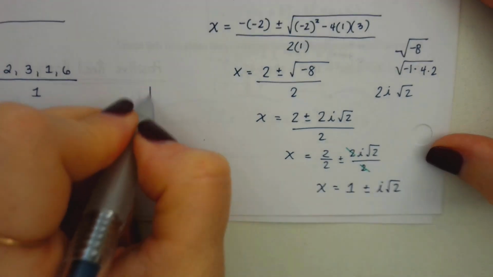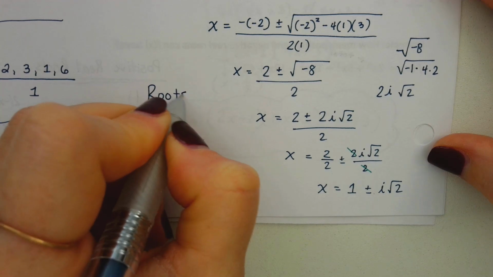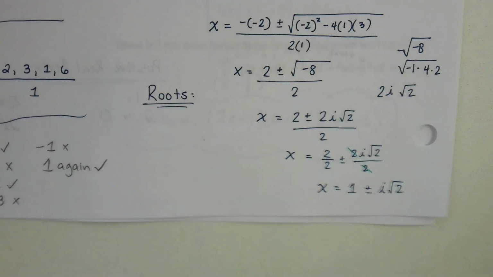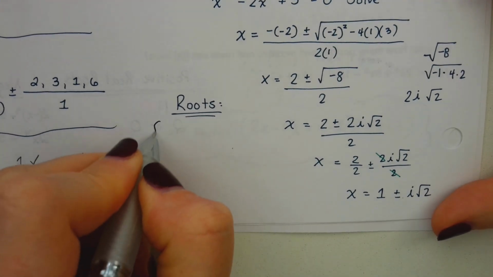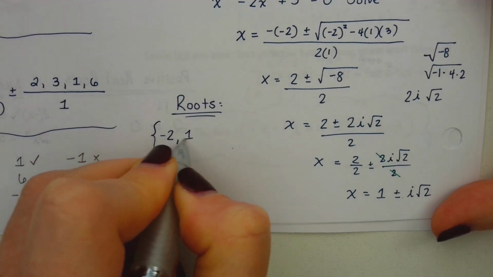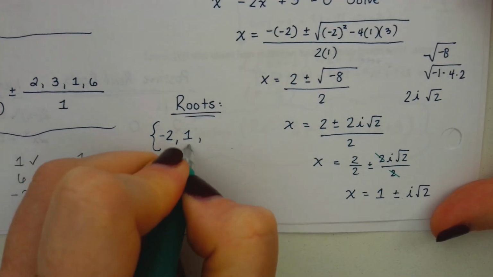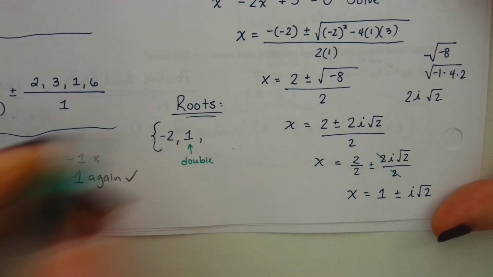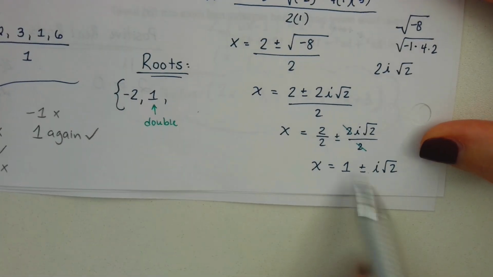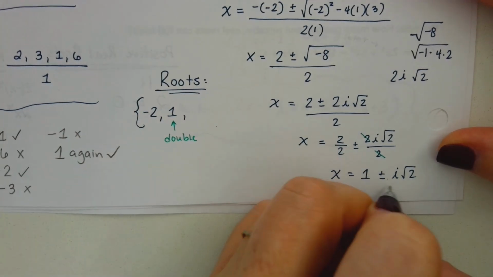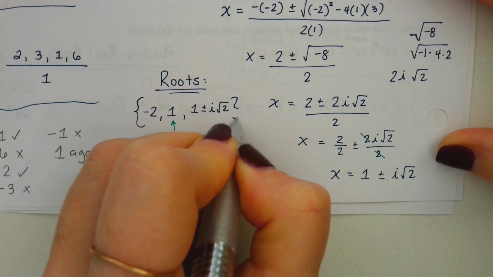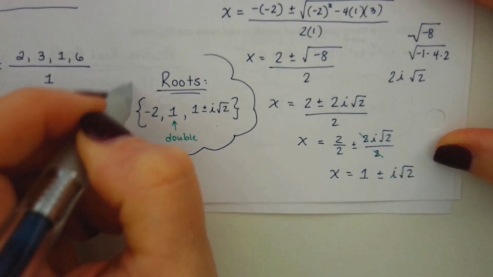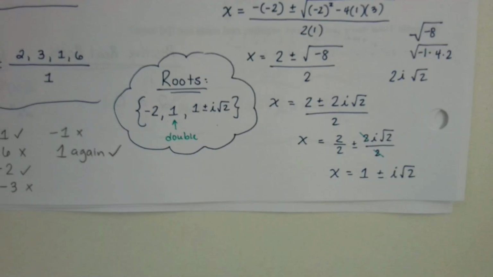All right, let's write all the roots all together. The double root you do not have to write twice. What I usually do is I'll write it once and then I'll just remind myself that it was a double root. So I know I had negative 2. I had 1, which was a double. I'm just going to write it there. Double. And then we had this gross thing over here, this complex 1 plus or minus i root 2. We did it. Hardest question of the day, hardest question that we'll probably have in a long time. We survived.